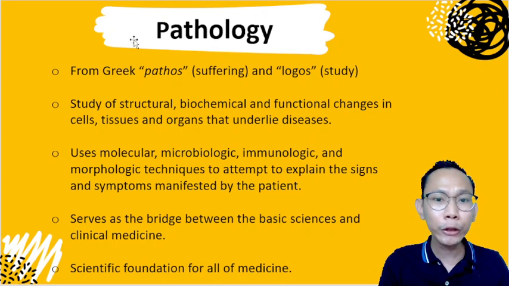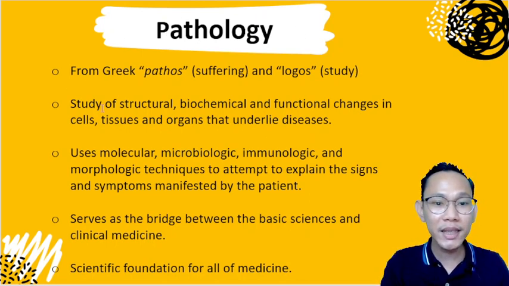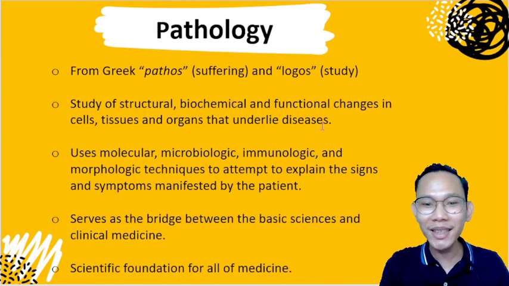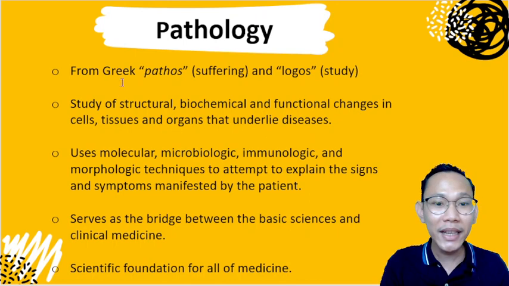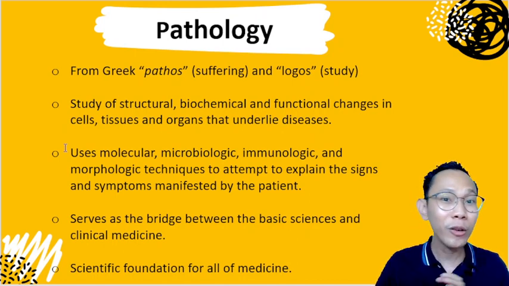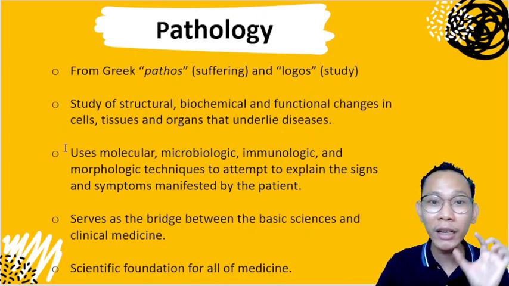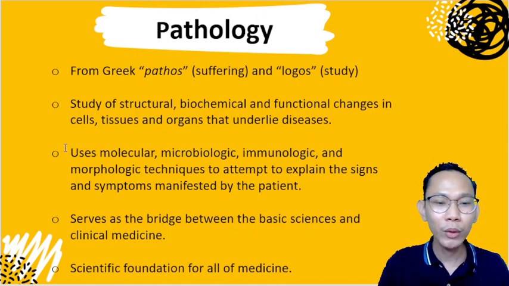So in technical terms, when we say pathology, it is the study of structural, biochemical, and functional changes in cells, tissues, and organs that underlie disease. That's why we are really talking about a certain disease and its structural, biochemical, and functional changes in the cell. So in pathology, we are already talking about the cellular level. At the cellular level, we check the functional or structural changes in our cells and also in the tissue.